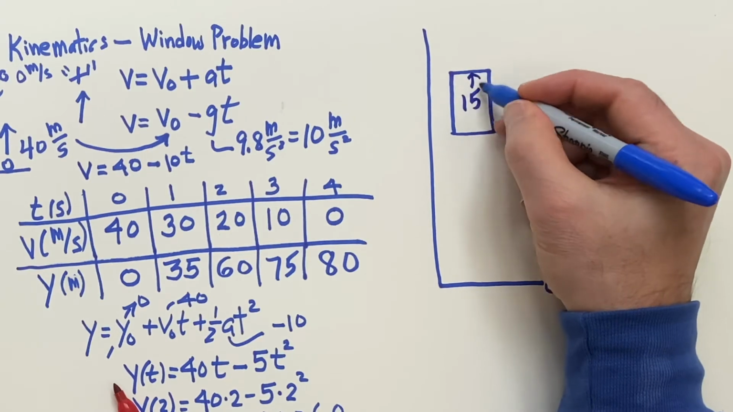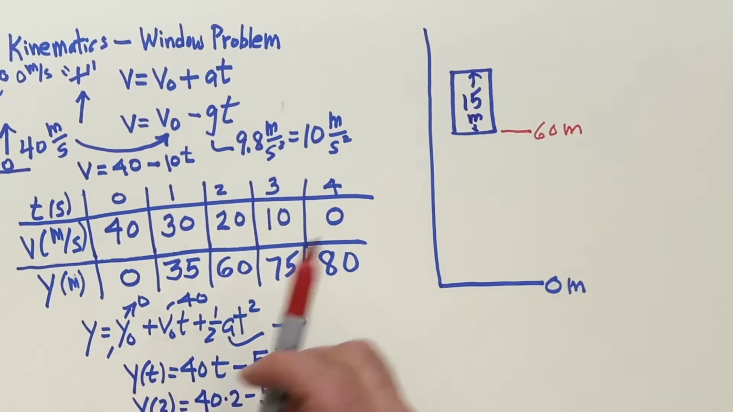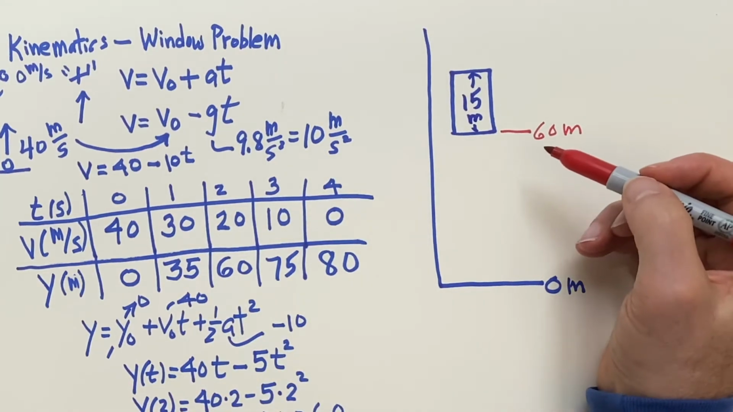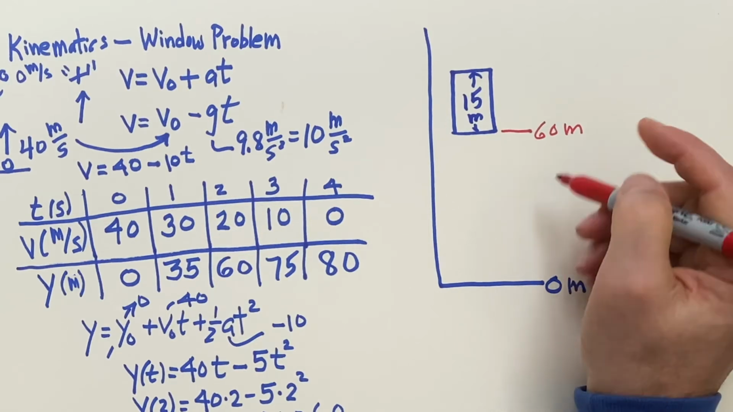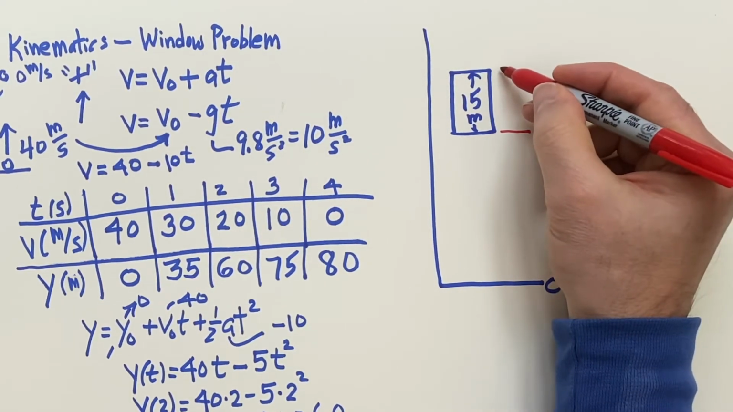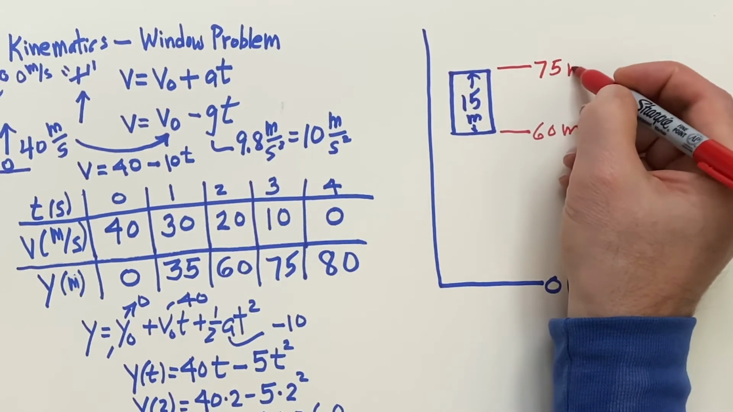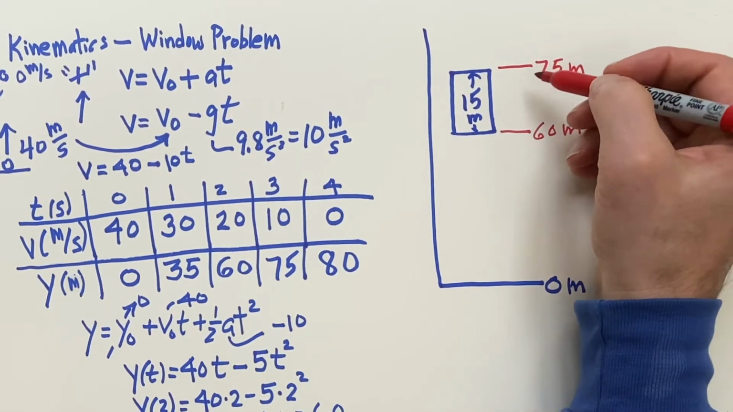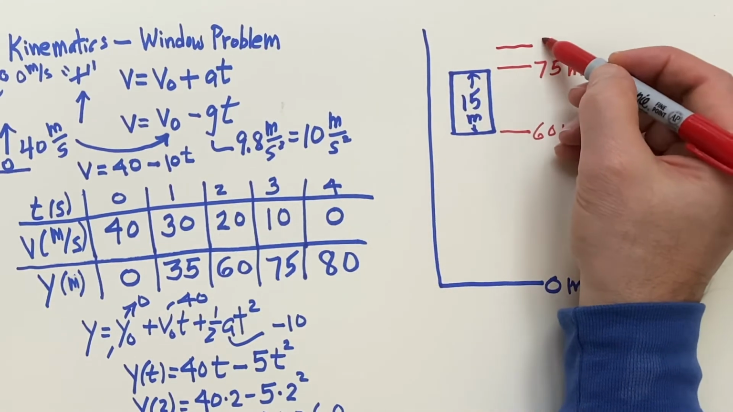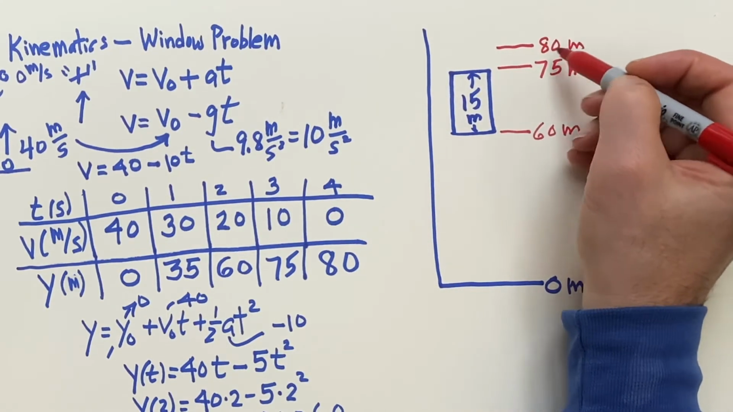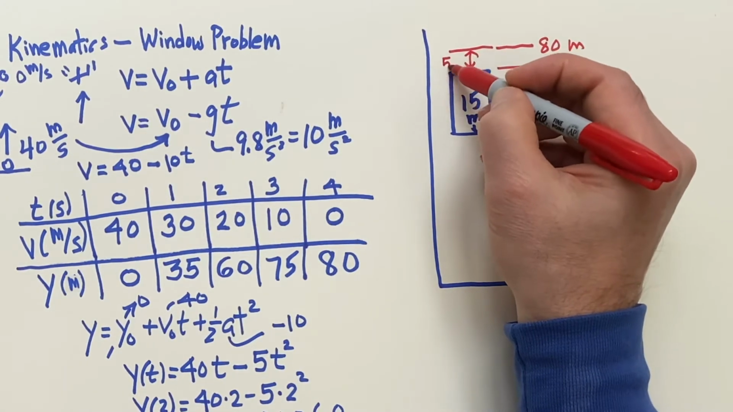15 meters. And we're going to know that this is 60 meters above the ground, but we're not going to tell that to the person doing the problem. So this would then be 75 meters. Now they're not going to know these red ones. And we know that the ball is going to go up to 80. So we know that there's going to be 5 meters here.